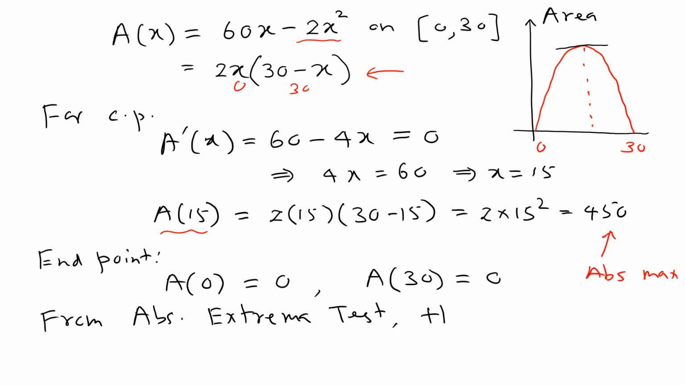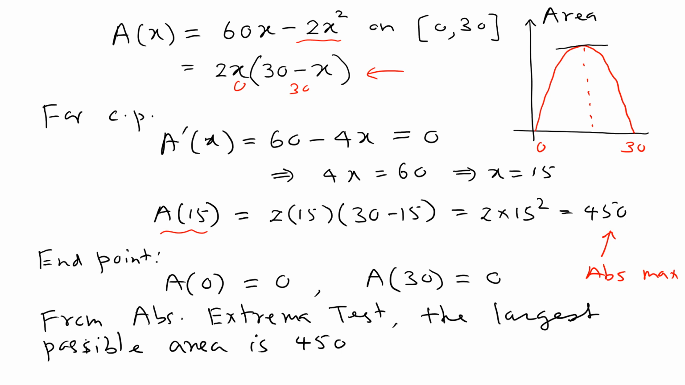From the absolute extrema test, the largest possible area is 450. Whatever the unit here, since it was feet, it's feet squared. So that's the largest possible area Ryan can get for this pond. Mathematics says that, and there's no way you can go more than that.